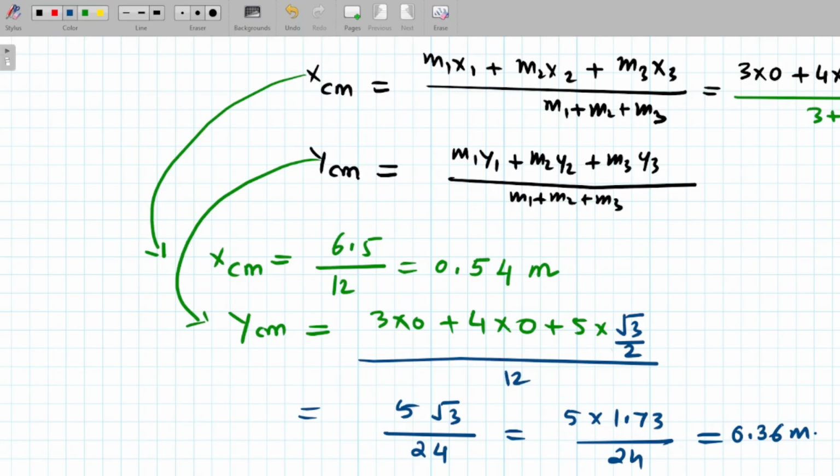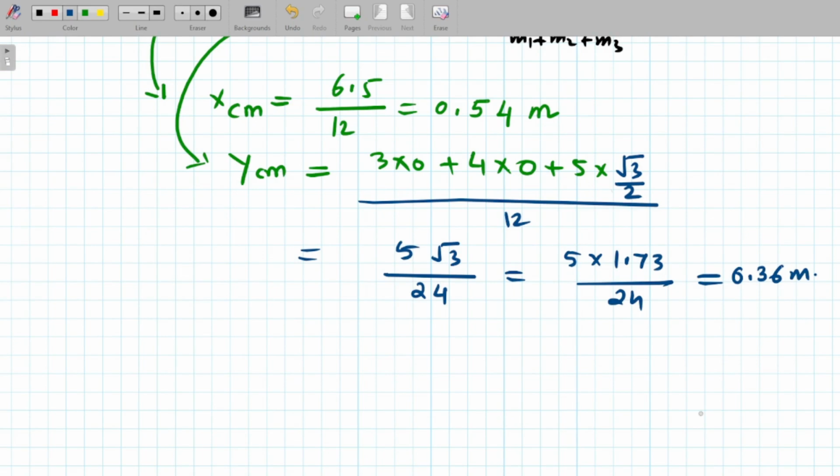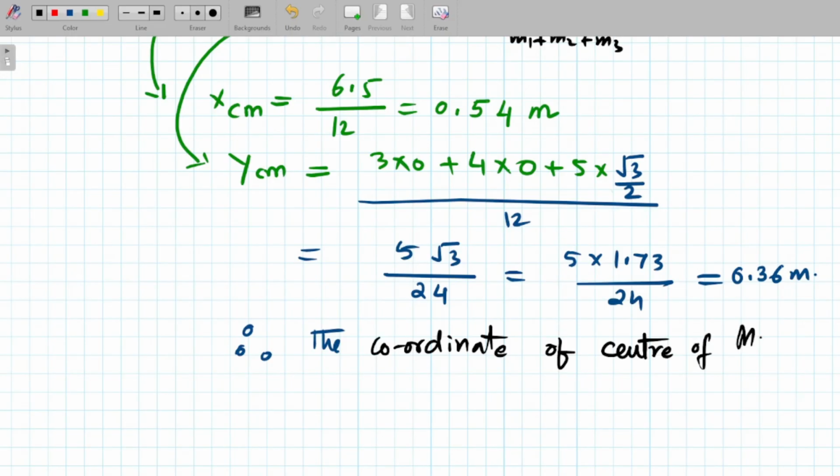So the coordinate of center of mass is, therefore, 0.54, 0.36 meter.